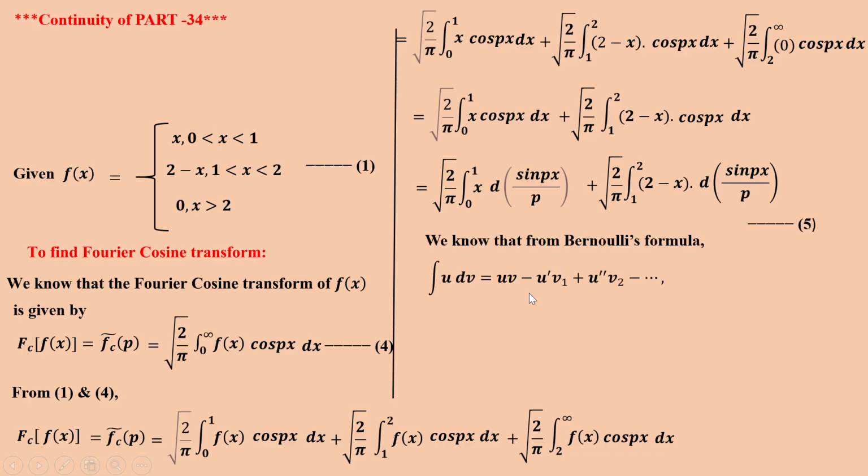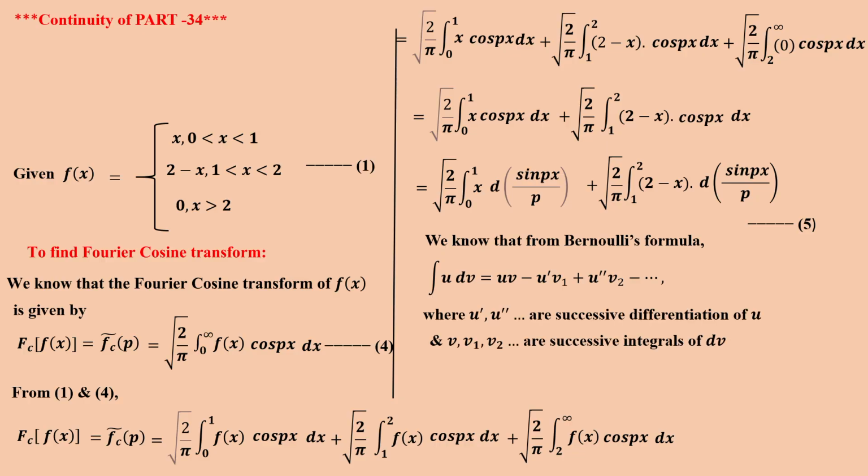Bernoulli's formula: integral u dv is equal to uv minus u dash v1 plus u double dash v2 minus, and so on. Here u dash, u double dash are successive derivatives of u, and v1, v2 are successive integrals of dv. So we are using this idea to evaluate both the integrals in equation number 5.